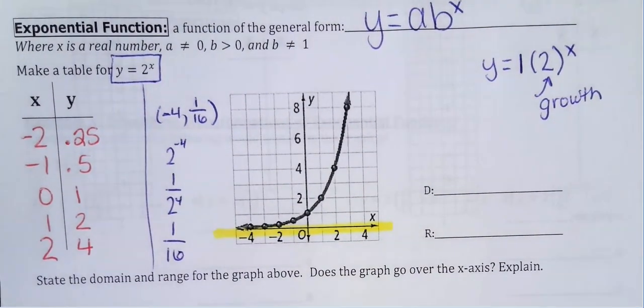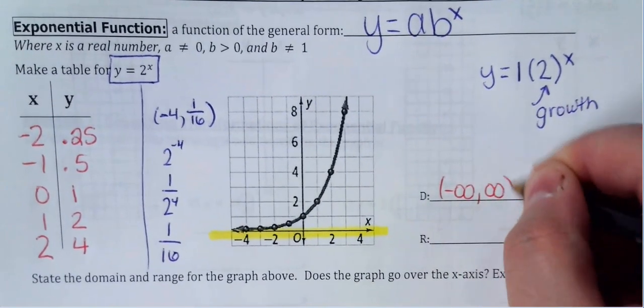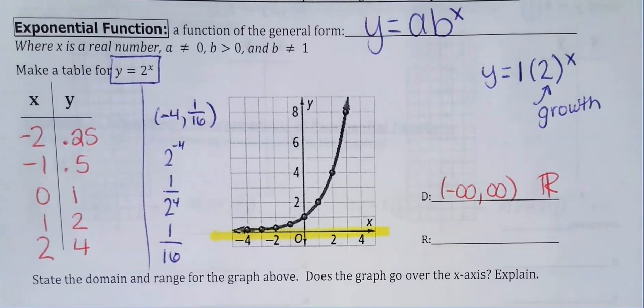Could you tell me what the domain for that graph would be? Yes, ma'am. So it goes left and right forever, or if you prefer, just put all real numbers. What would you guys put for the range here? If you come from the bottom to the top, what would you tell me for your possible y values?